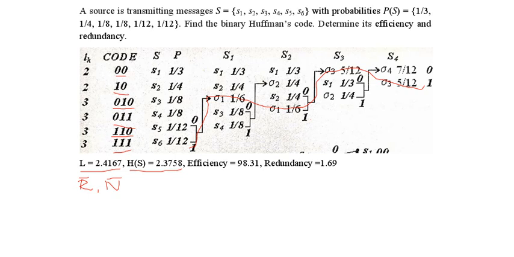So in percentage we write it as 98.31 percent. Redundancy is 1 minus efficiency, so it is 1.69 percent.